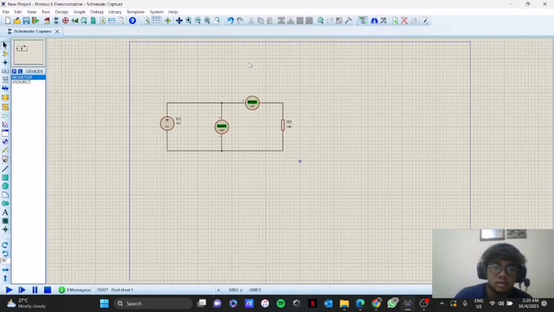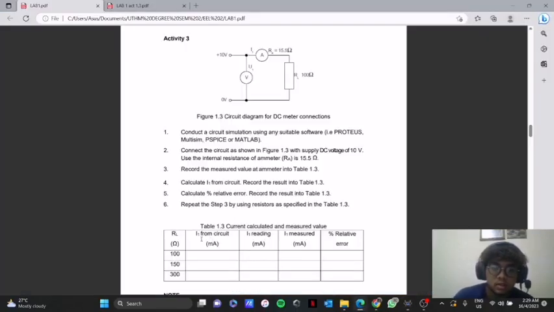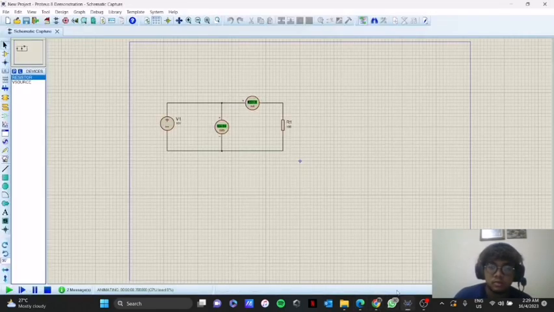This is the already completed circuit done in the Proteus simulation. The resistor value is set to 100, and the other value is set to 15.5, and the voltage is 10 volt. Now we can run the simulation, and we take the values of the ammeter and voltmeter and jot them down in table 1.3. Then we can continue for the other resistor values, which are 150 and 300.